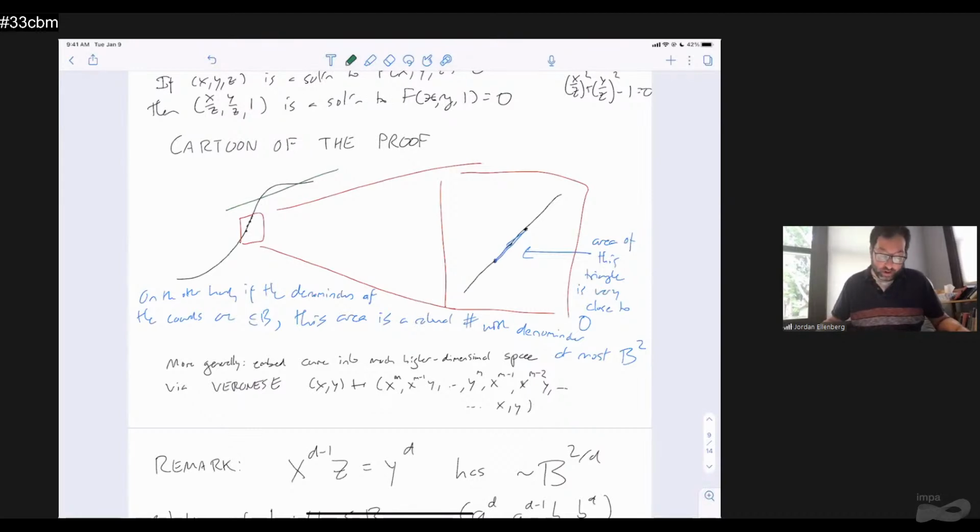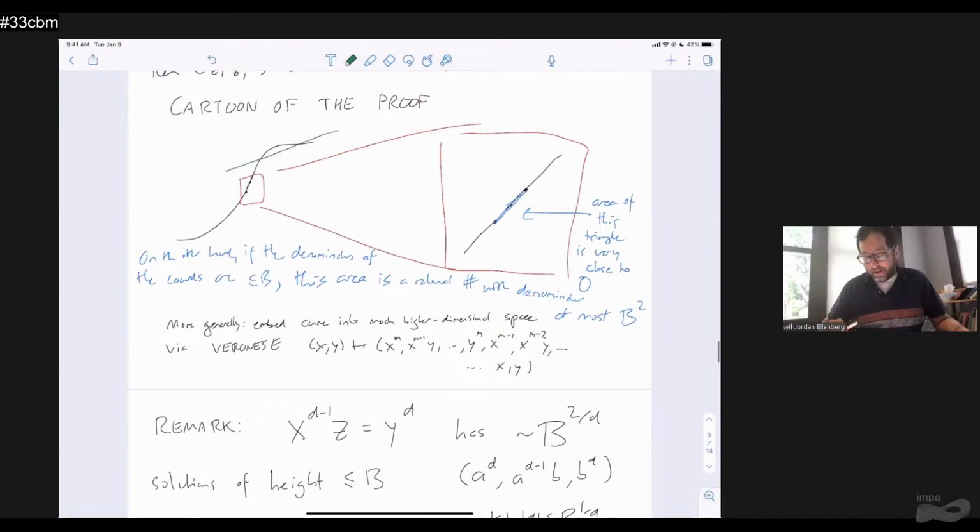curves. And to make this work, I'll just comment that it's not really about triangles. You use what's called the Veronese embedding, where you embed it into a higher dimensional space by, instead of having your coordinates be x and y, you have them be all the degree m monomials in x and y. And then when you're in a higher dimensional space, instead of thinking about the area of a triangle, you can think about, I don't know, the volume of a tetrahedron formed by 4 points, or the hypervolume of a hypertetrahedron formed by 5 points. And then you sort of optimize.